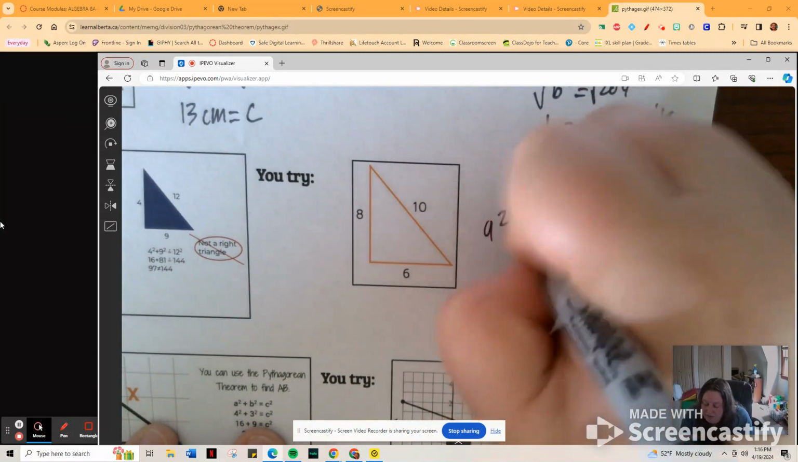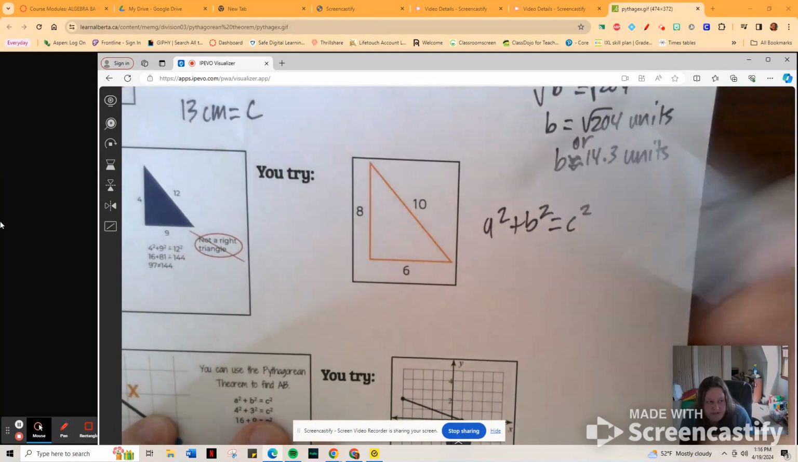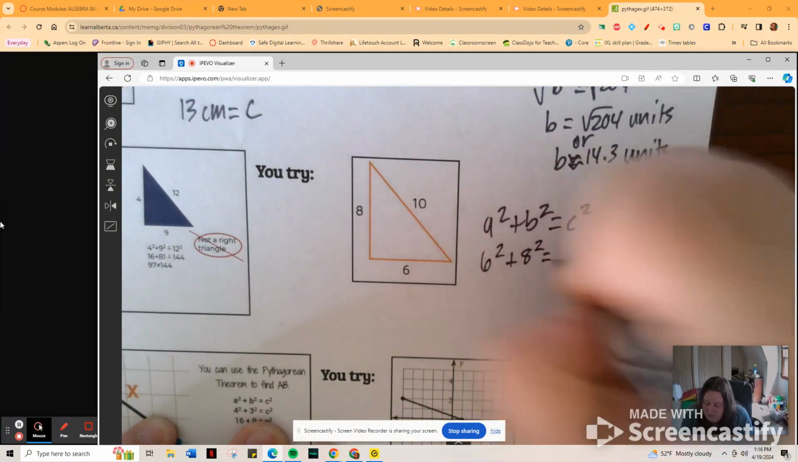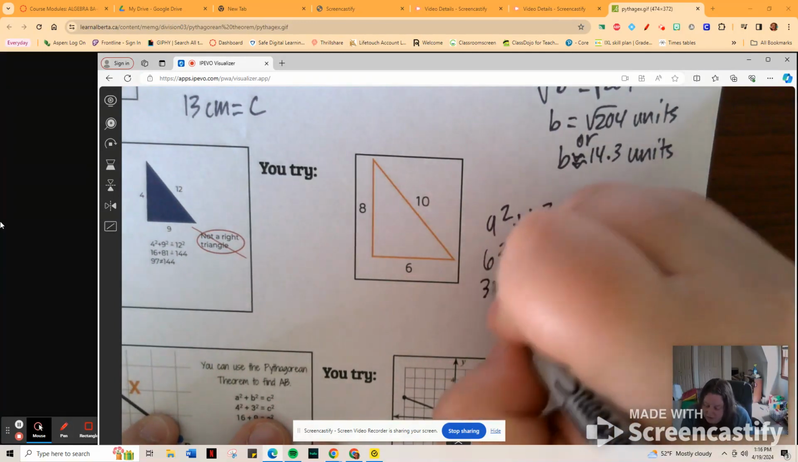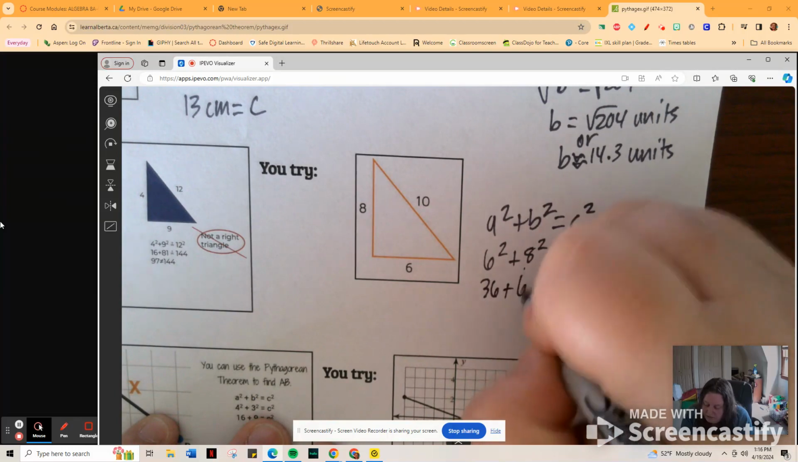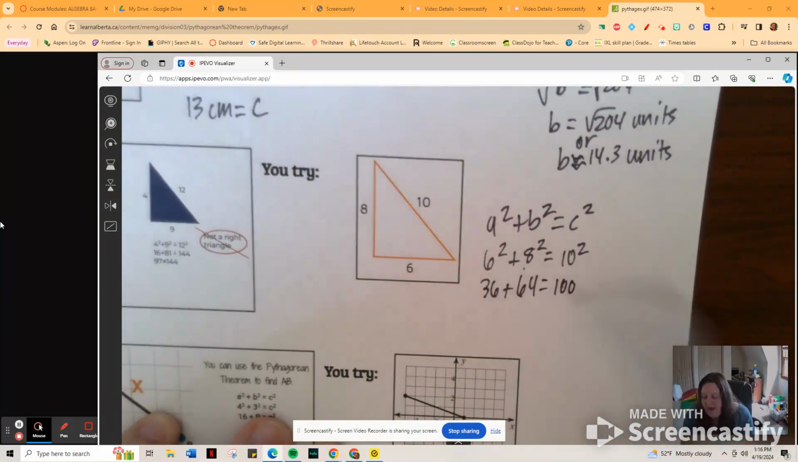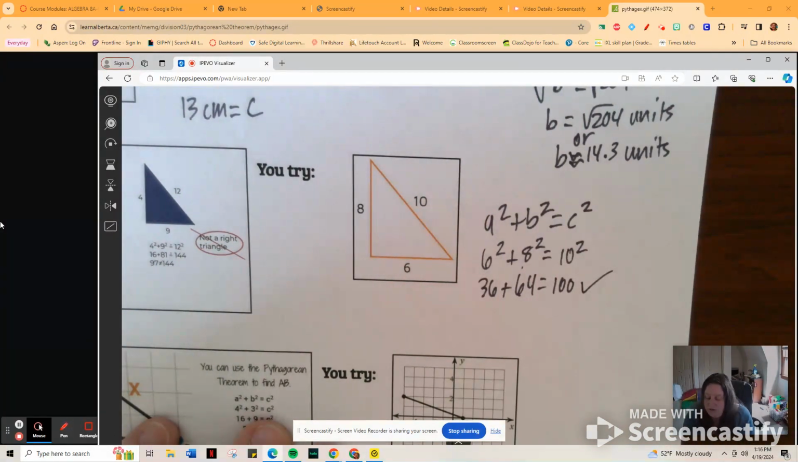So a squared plus b squared equals c squared. My two smaller sides are 6 and 8, so those would be the legs if this works, and 10 would be the hypotenuse. So 6 squared is 36, 8 squared is 64, and 10 squared is 100. If I add 36 and 64 together, that does give me 100. So what that tells me is that this triangle is a right triangle.